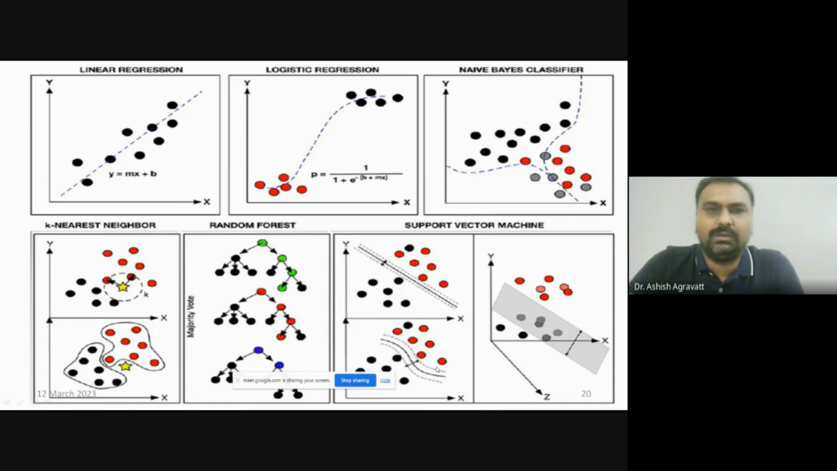It would take around 1 hour to see this in detail, but you just need to know that these are the different types of algorithms or models that are used in our clinical laboratory or medical health science.